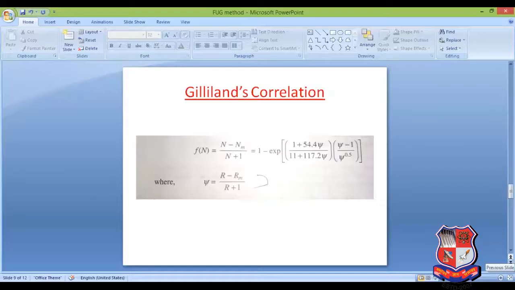How? Say for example your R is equal to 5, then first of all you have to find out psi. The step must be clear to you that you first need to determine psi, which is (R minus Rm) upon (R plus 1). Rm you determine with the help of Underwood's equation. Then you have to determine Fn. Fn is equal to 1 minus exponential of this function of psi. Once you find Fn, then Fn is equal to (N minus Nm) upon (N plus 1), so that you can find N. You should go with the one calculation.